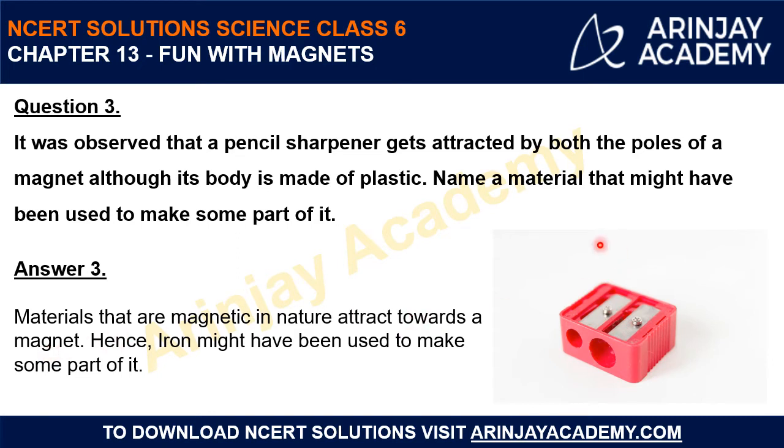So definitely कोई magnetic material हमने यहाँ पे use किया है and here we can see that there are blades. So possibly हमने iron blades create किया होगा. So iron might have been used to make some part of it, and now we know that iron is a magnetic material due to which the whole of the sharpener got attracted towards a magnet.